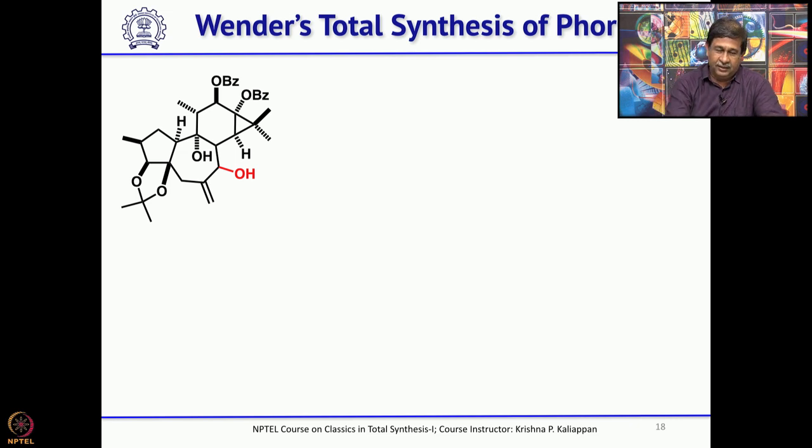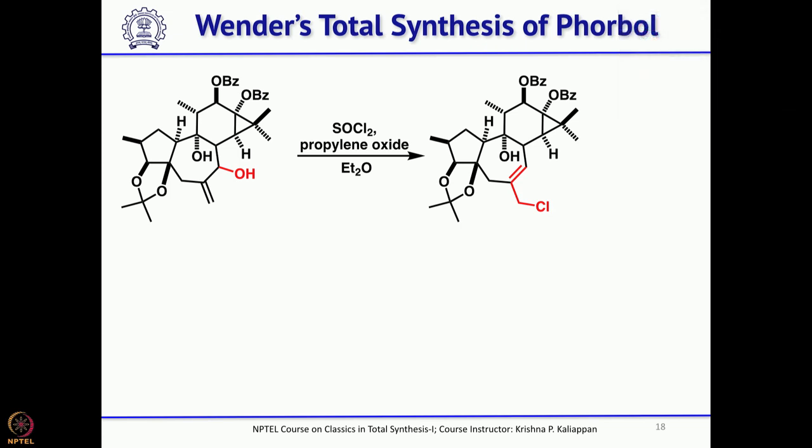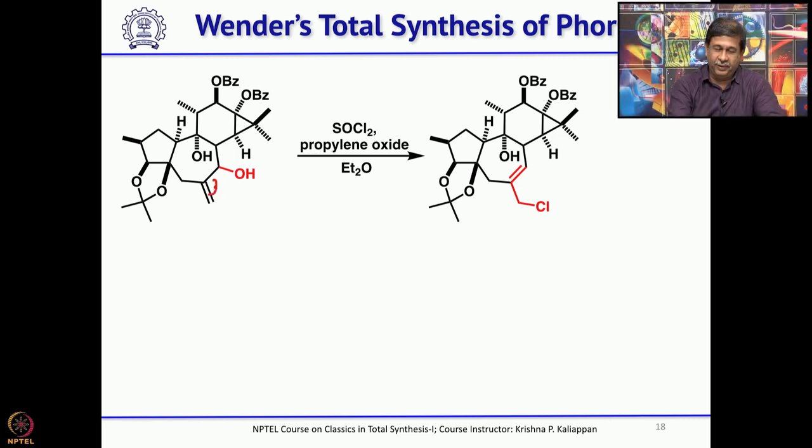Now the double bond migration, oxidative transposition, the double bond migration was done by treating with thionyl chloride and propylene epoxide. So the double bond migration took place, as well as the hydroxyl group was converted into the chloride. Okay, it's an SN2' reaction.